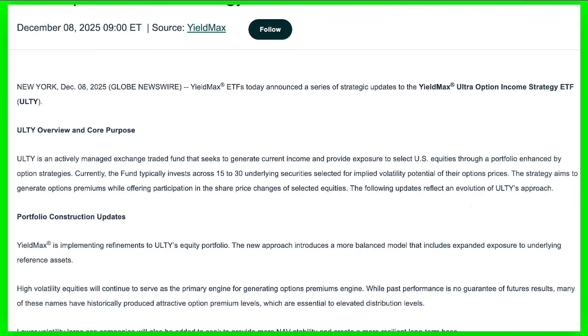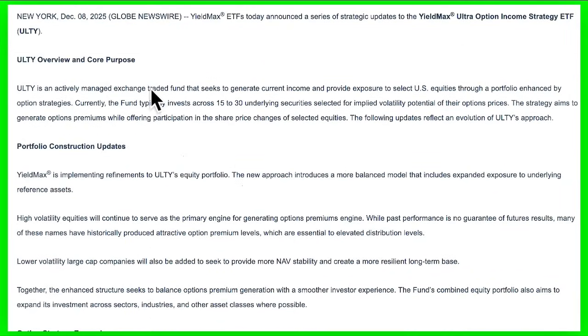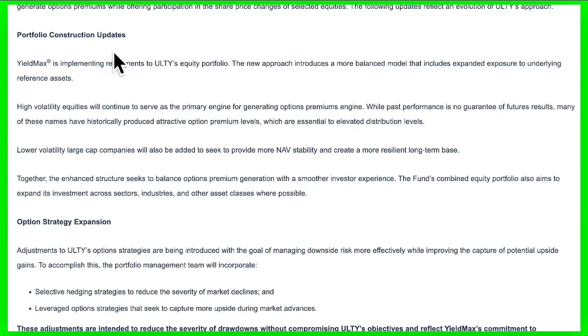This was a news release updated on December 8th, so about 2 days ago. And this is what they say. First thing here is ULTY overview and core purposes. I'm not going to read this because I've made a lot of videos about ULTY and what it does. The thing that I'm going to read is the new information, a portfolio construction update.